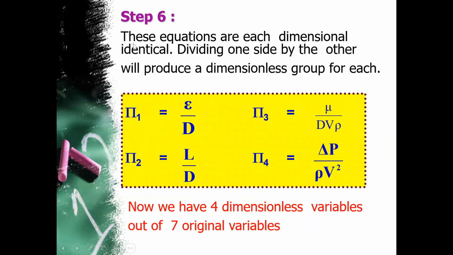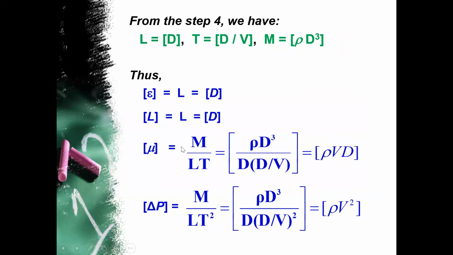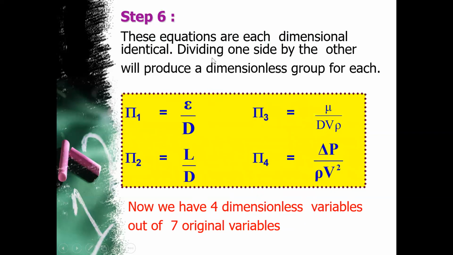All right, step 6. These equations are each dimensionally identical, of course, on the left and right, if you compare, right? This equation, right? 1, 2, 3, 4, the blue one. So dividing one side by the other will produce a dimensionless group for each. Yeah, so as I explained to you already, you just divide it, right? One side by the other.